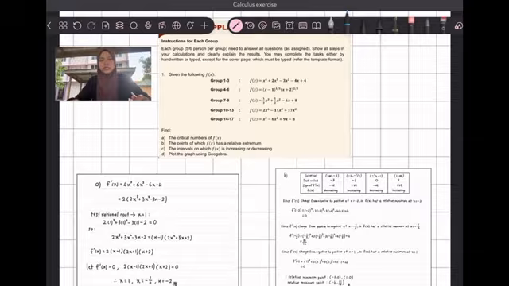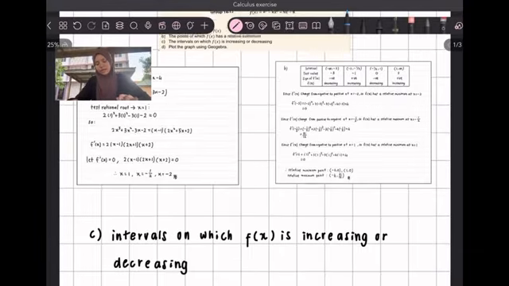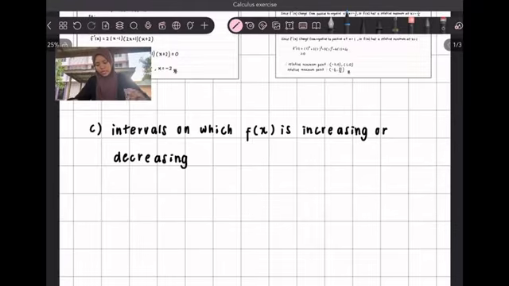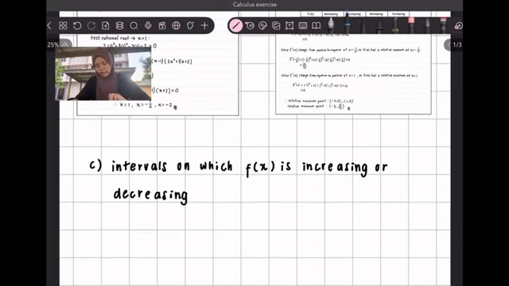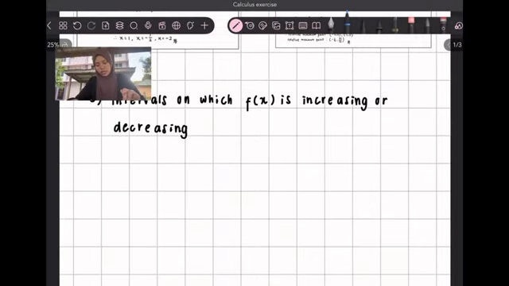Hello everyone. Next, I will proceed with question 1C and D. Let's start. For question C, the question asks to find the intervals on which f(x) is increasing or decreasing.